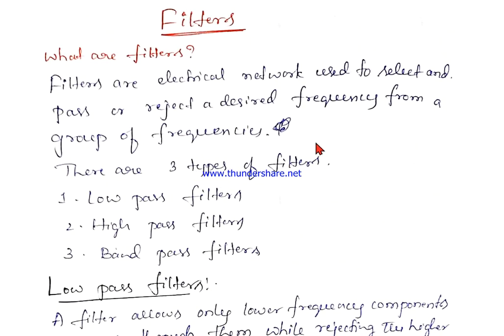Filters are the electrical networks used to select and pass or reject a desired frequency from a range of frequencies. Such electronic circuits are called filter circuits. There are three types of filters: the first one is the low pass filter, the second is the high pass filter, and the third is the band pass filter.